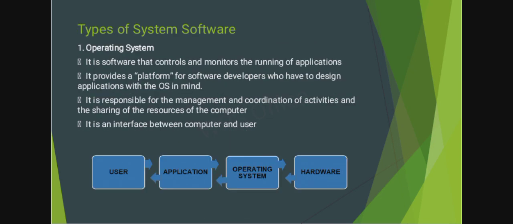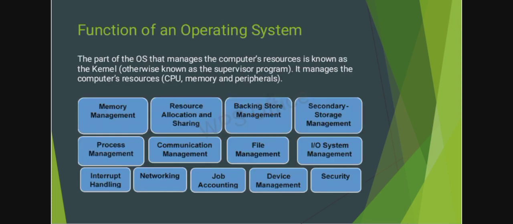Number one is operating system. It is a software that controls and monitors the running of applications. It provides a platform for software developers who have to design applications with the OS in mind. It is responsible for the management and coordination of activities and the sharing of the resources of the computer. It is an interface between computer and user. Examples of system software include operating systems like Mac OS, Linux, Android, and Microsoft Windows.